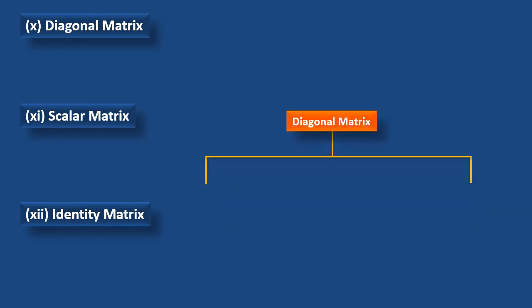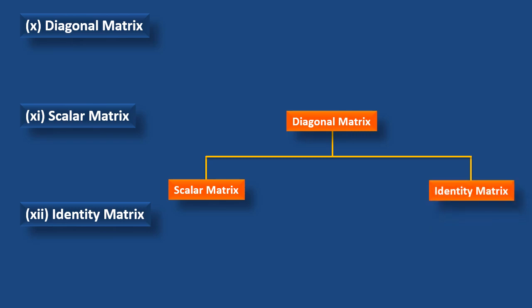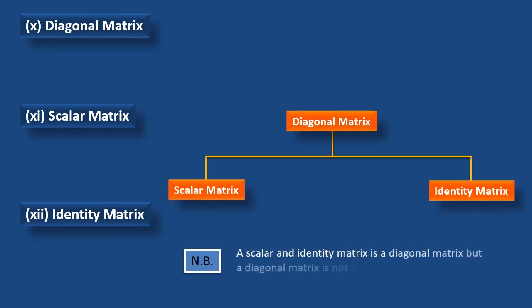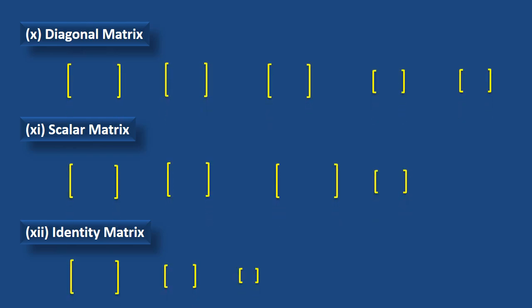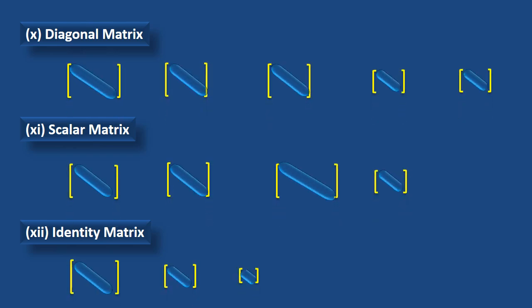So, a diagonal matrix may be of two types, that is, scalar matrix and identity matrix. Note this: a scalar and identity matrix is a diagonal matrix, but a diagonal matrix is not a scalar or identity matrix always. Let's have some examples of these types. Look at these matrices and concentrate on the diagonals.